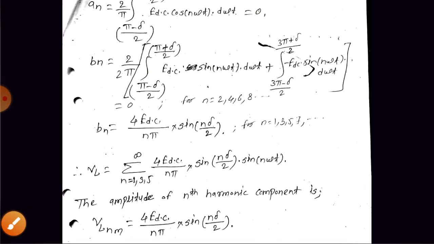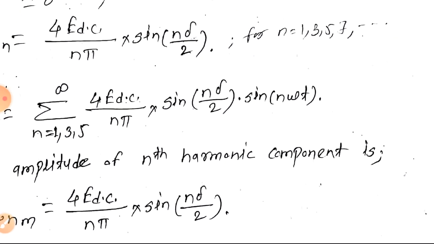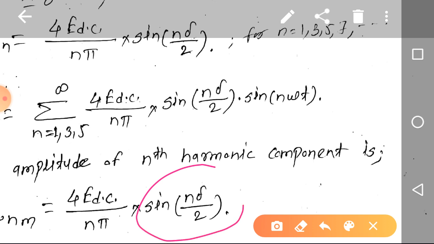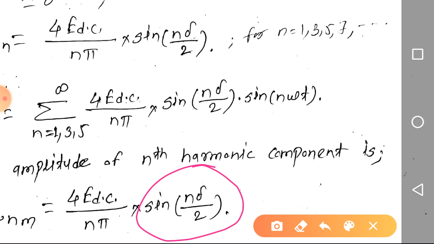Similarly, in general, for removing the nth harmonic, the sine of n delta by 2 should be equal to 0, right? So n delta by 2 should be equal to sine inverse of 0, that is what? Sine inverse of 0 means it is a pi. So n delta by 2 should be equal to pi or 180 degree, right?